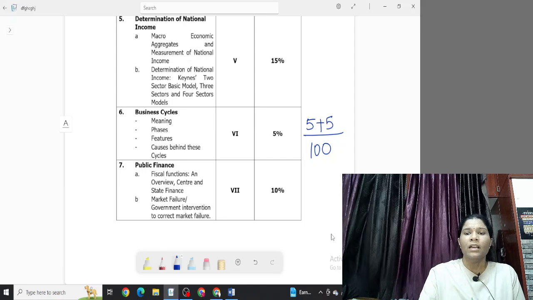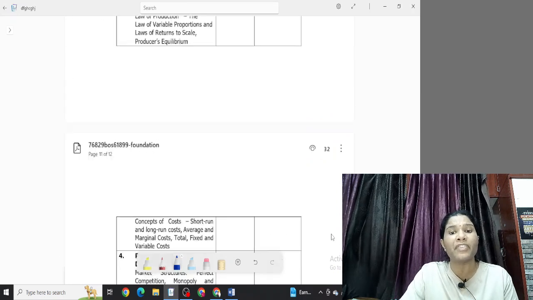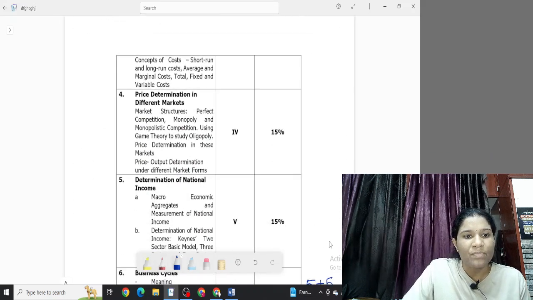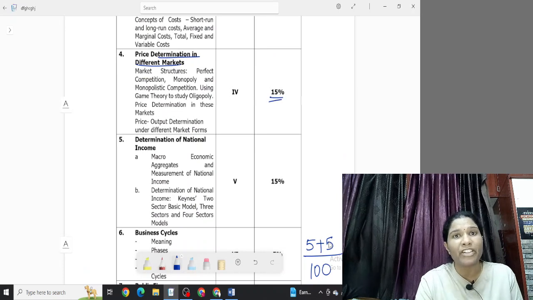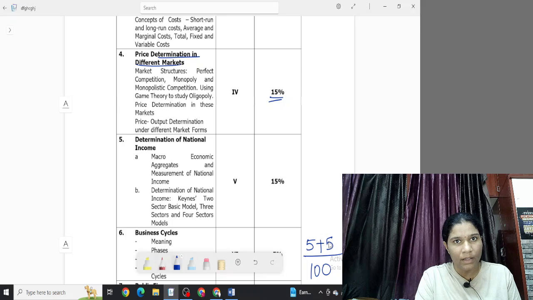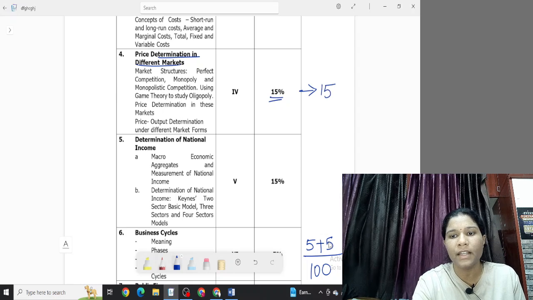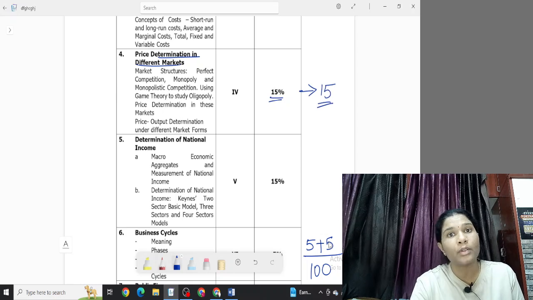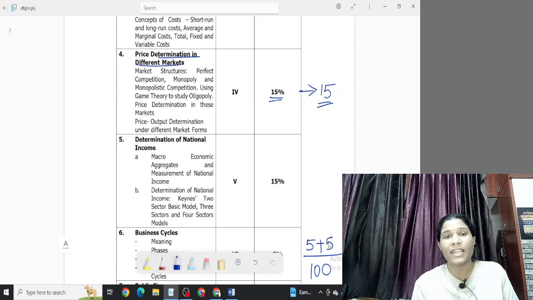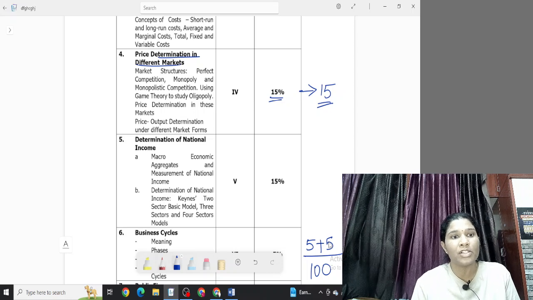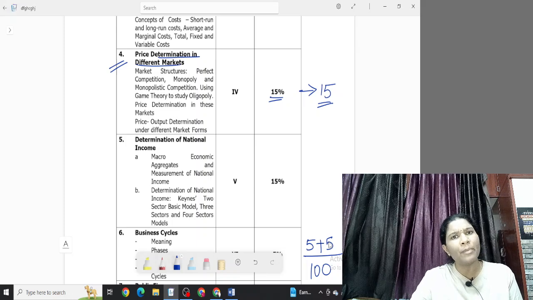Okay, and then you have 2 chapters which have been given a weightage of 15 marks. What are those? We'll see. Price determination in different markets. Here they'll be talking about perfect competition, monopoly, monopolistic competition, oligopoly. In this chapter you have a possibility of getting 15 marks, and they have also mentioned that in the examination plus or minus 5% might happen. So who knows, if you finish only this one chapter, you might end up with 20 marks, or minimum you will get 15 marks.